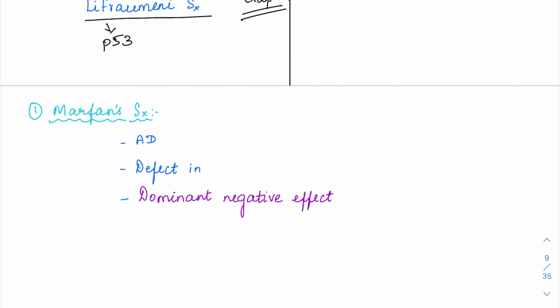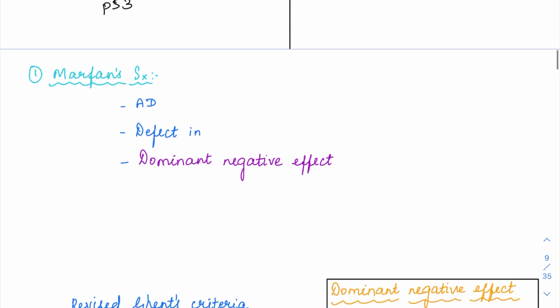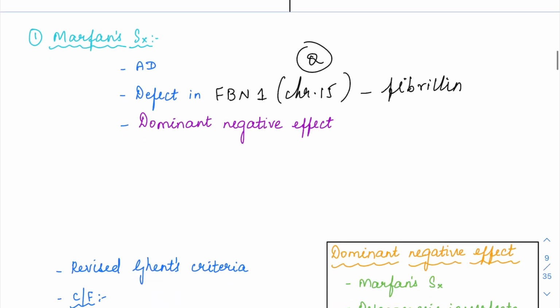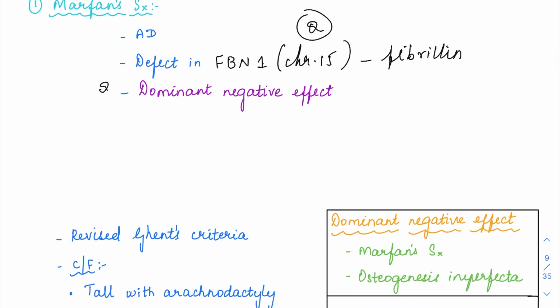So the first example of an autosomal dominant disorder is Marfan's syndrome. Here the defective gene is going to be the FBN1 gene, which is present on chromosome 15. This FBN1 gene is going to encode the fibrillin protein. So here this fibrillin protein is going to have a dominant negative effect. So there is something called the dominant negative effect. Here this again is an MCQ.